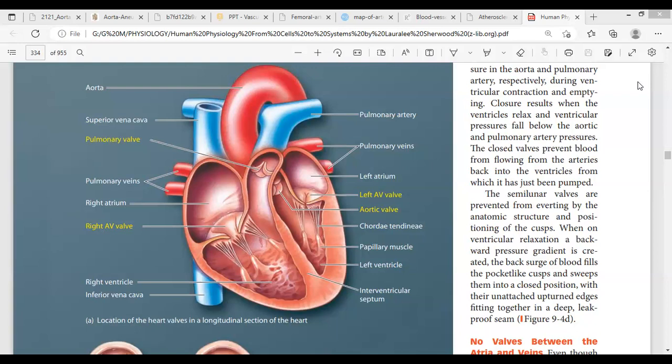And what's the normal heartbeat range? Below what will we say bradycardia? Above what will we say it's tachycardia? Normal range is between 60 and 100 beats per minute. Yeah, 60 to 100.